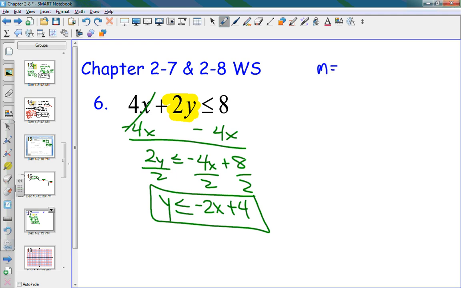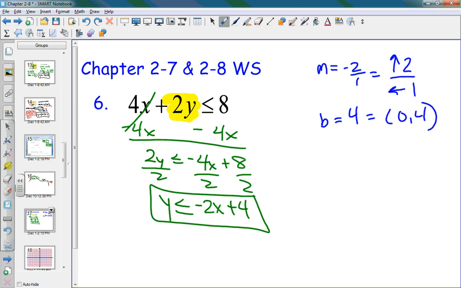Whoa, what is it? Negative 2 over 1, which means what exactly? Negative, up to the left 1. What is my b value or my y-intercept? 4, which gives me the y-intercept being (0, 4).